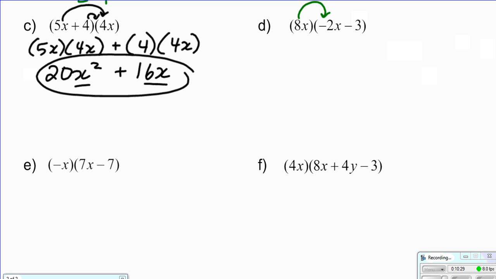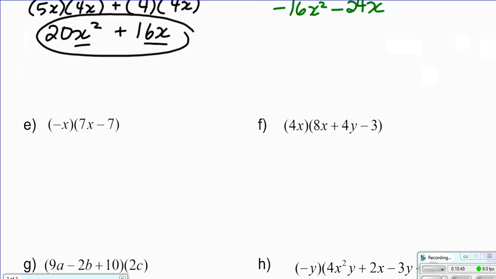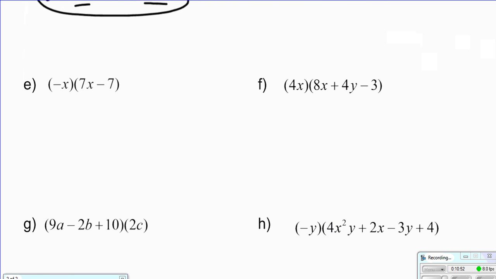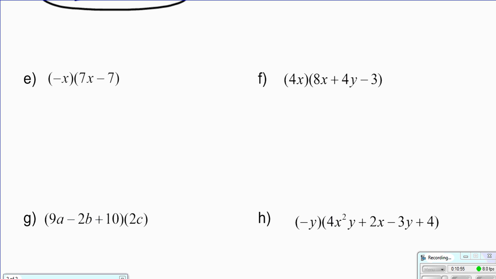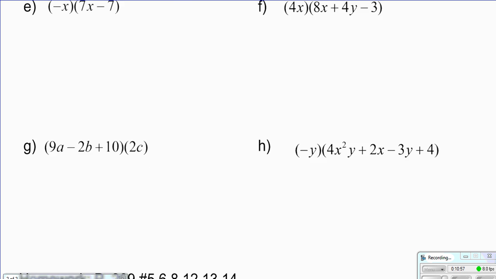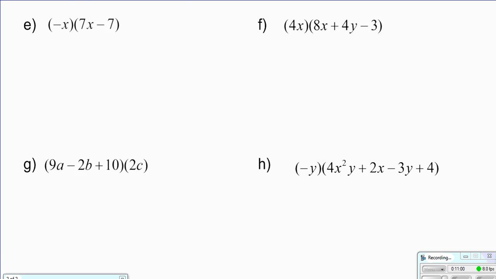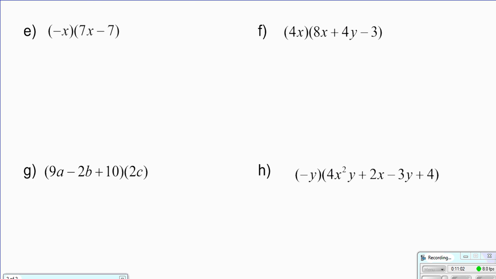8x times negative 2x, negative 16x squared. 8x times negative 3, negative 24x. Okay, I hope that you're starting to get the hang of it. I'm going to ask that you try these next ones on your own. I am going to show you F because G and H have a couple more terms on them. So now it's a monomial times a trinomial or times a polynomial. So that can be kind of tricky. So I'll show you F and then the other three you're going to do by yourself.